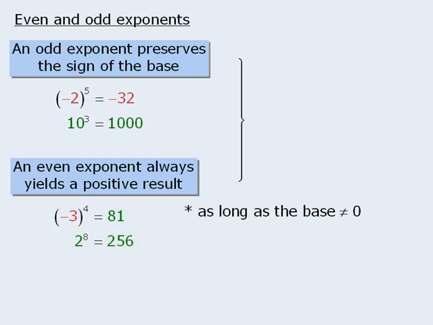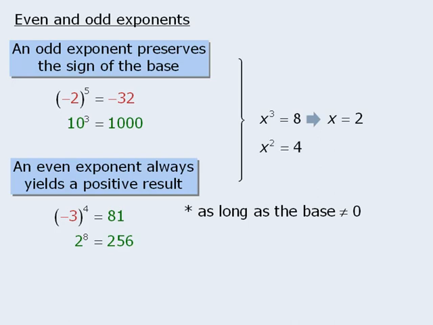Okay, let's see how these properties affect the following equation. Since the exponent of 3 here is odd, we know that the sign of the base is preserved. Since 8 is positive, we know that x must be positive. So this equation has one solution, x equals 2.